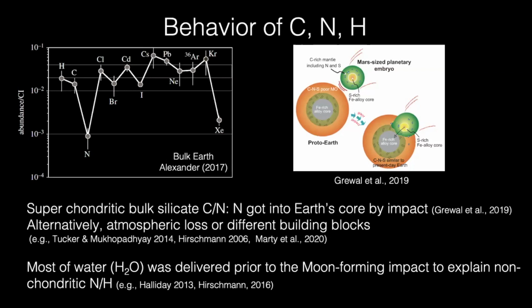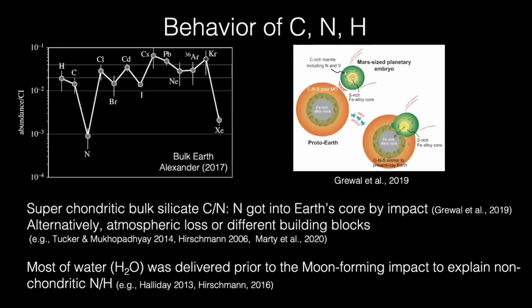So one of the new studies indicates that the nitrogen could have been delivered to the core of the Earth. And this could explain the elevated CN ratio in the silicate. But other explanations exist. Perhaps this could have been caused by atmospheric loss, or maybe our assumption that the building blocks of the Earth was chondritic was wrong. Perhaps the building blocks had a different CN ratio than the chondritic value.